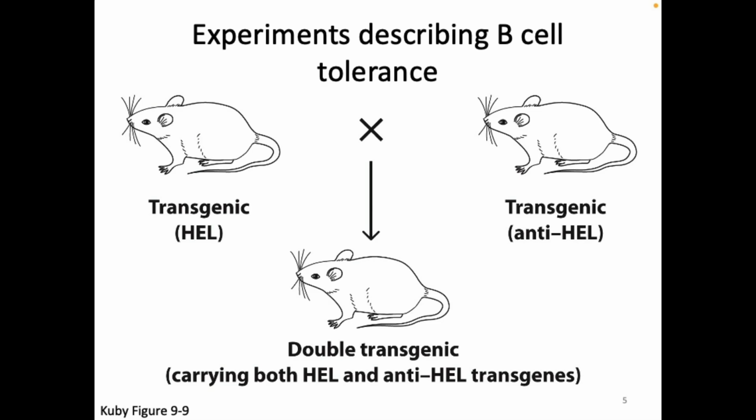And then same thing, when that cell tries to become an immature B cell and rearrange the light chain, it's already going to have a pre-rearranged light chain. And so in the end, in this transgenic mouse with the anti-HEL antibody genes, 100% of the B cells that develop are going to respond to this one antigen, HEL.